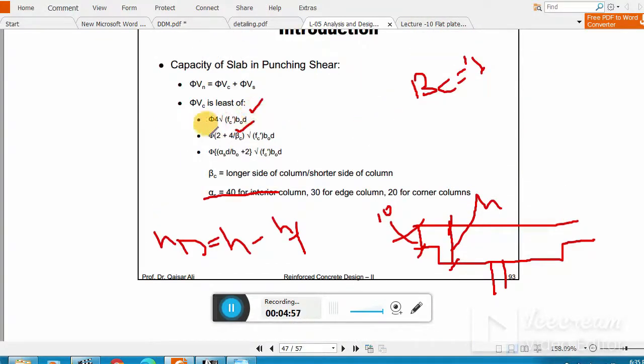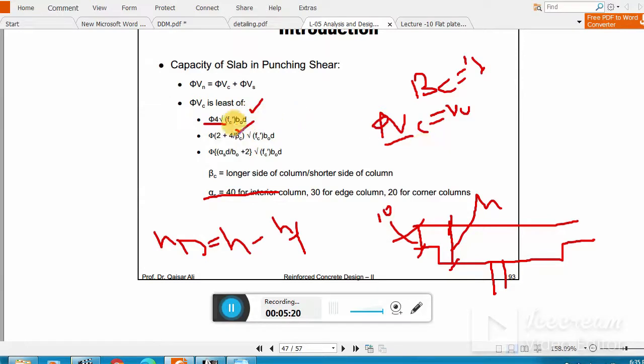As we see, this equation is the governing equation. It gives you the minimum value of phi Vc. So you just need to compare your phi Vc against your Vu. As you see, phi Vc contains d, so we will just calculate this d from this equation. Just shifting all the values to the right, and we get our d value.